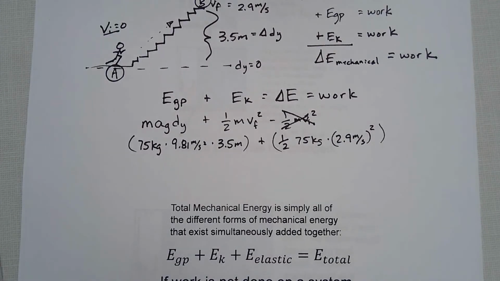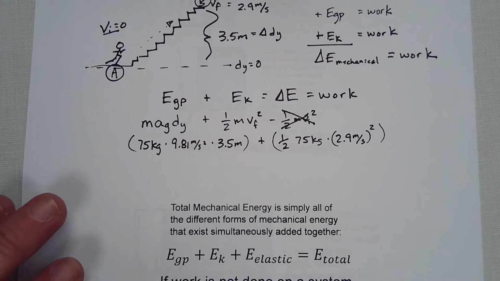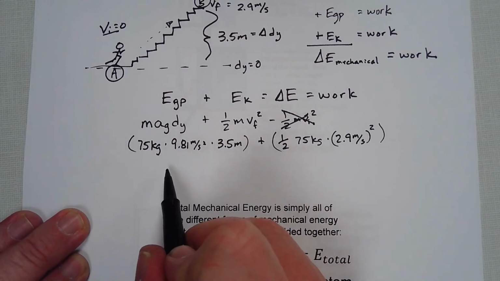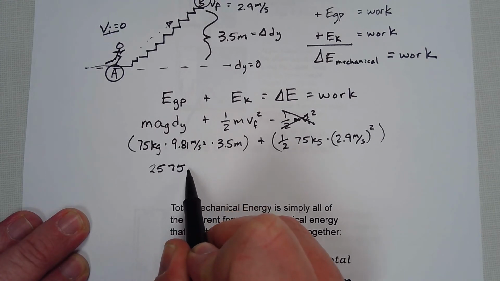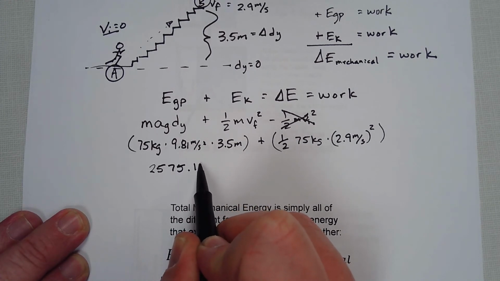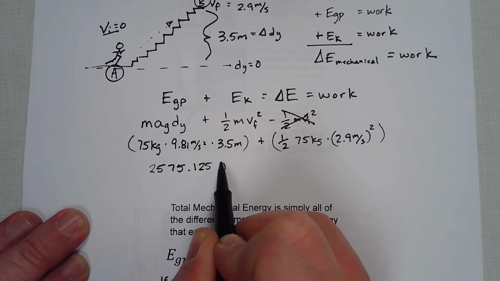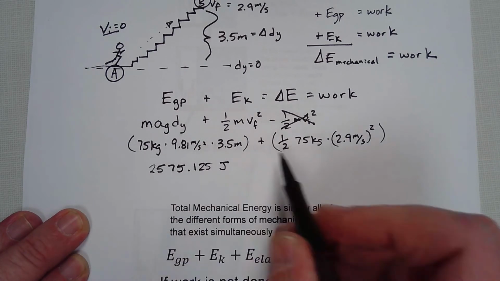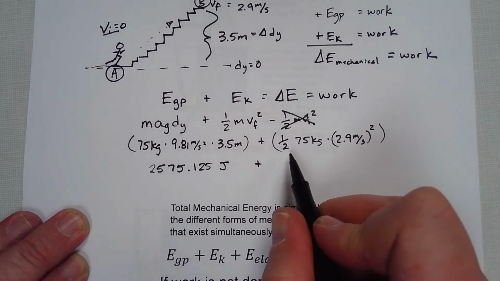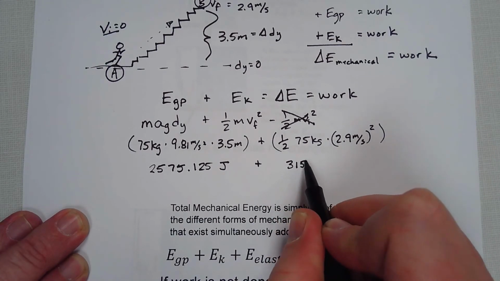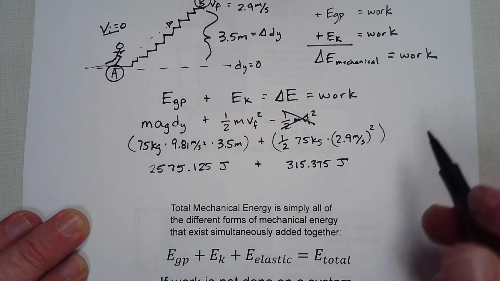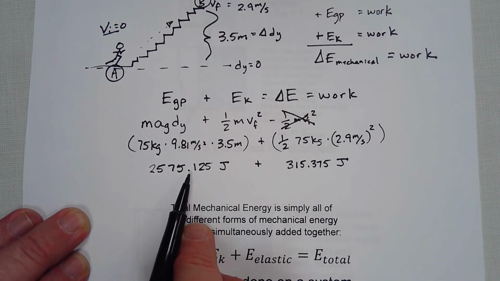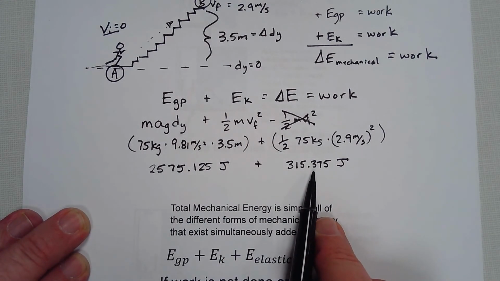Now, when we type that into our calculator, we find that the new gravitational potential energy is 2,575.125. This would be in joules, kilogram meters squared per second squared. The new kinetic energy is only 315.375 joules. So it takes much more energy to get to the top of the stairs than it does to get going faster. And this is not uncommon.